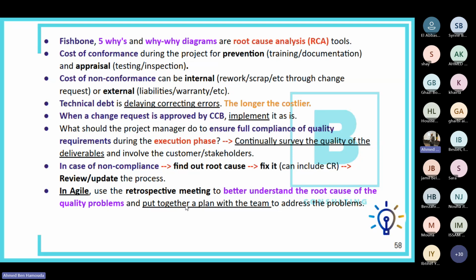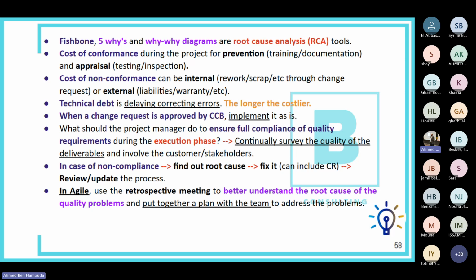Depending on where you are in that situation, remember, this is the process: finding the root cause, fixing it, and then review, update the process. Don't review and update the process first. Find out the root cause of the issue, fix it, and then you review and update the process, because you need first to fix the problem and then you update the process. In Agile, we can use the retrospective meetings to better understand the root cause of the quality problems, and then put together a plan with the team to address the problems. So please, guys, remember these tips and tricks.